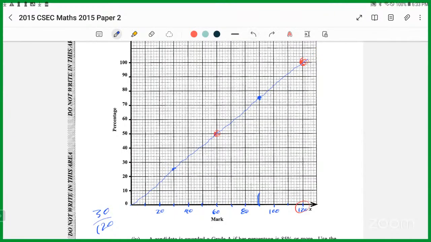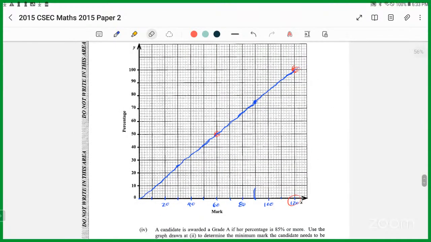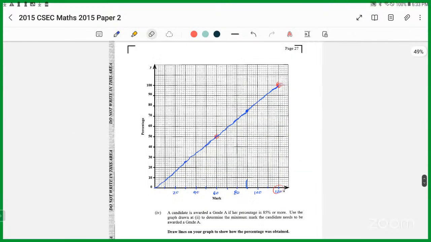Stop here, can't go more than that. 120 marks, so that is it. I will draw this with the ruler, guys. Remember, 0 marks is 0% for sure, so you must pass through the origin down here. That's the graph. Alright. That's the graph.